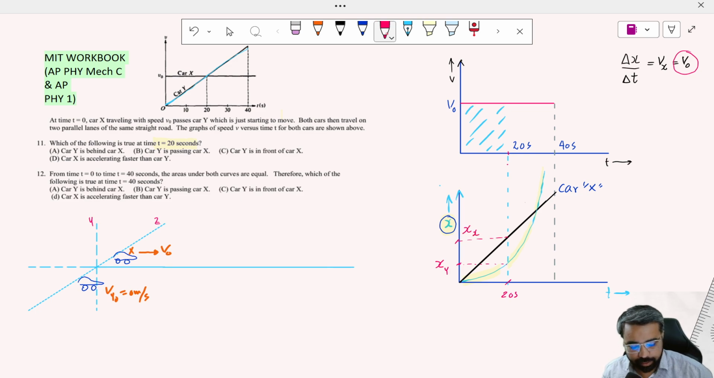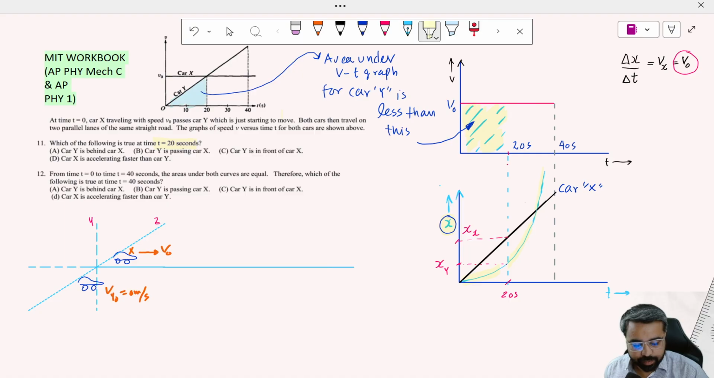All right, so I have shown you both things, the two methods. One is the area under the velocity-time graph, which is clearly more for car X. And if I draw the same graph for car Y, you see that its area is smaller than the area for car X.